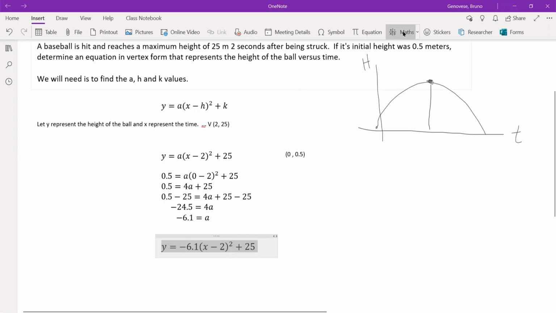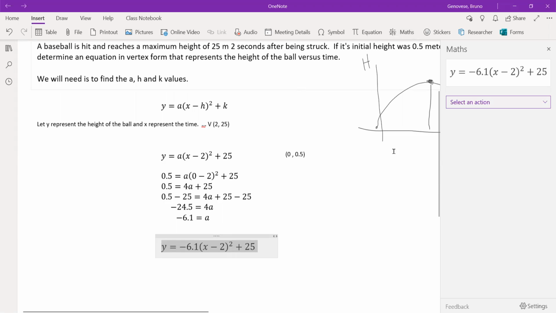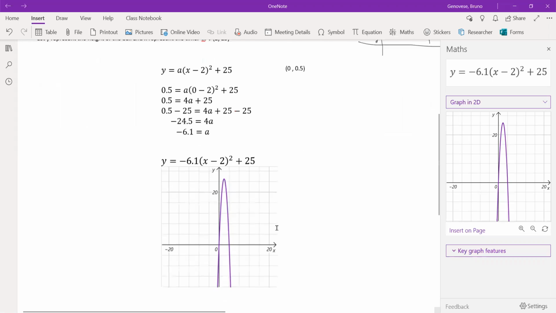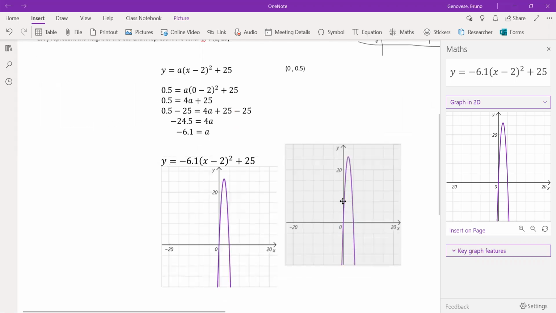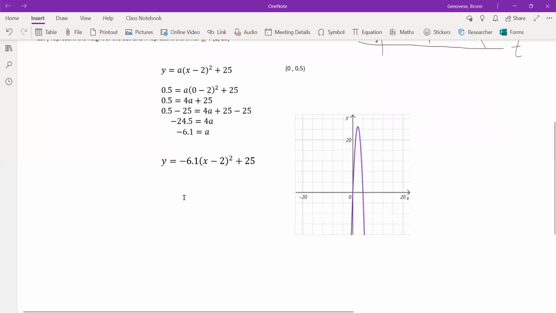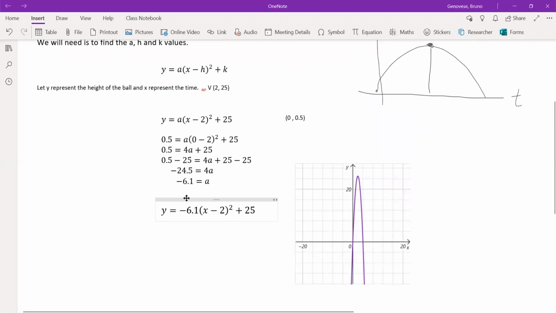Let's try this again, and we're going to graph. Oh, that's better. So there's our graph, and clearly the ball's going up in the air and lands back down. A key feature is that the vertex is going to be 2 and 25. Okay, so that's getting the equation in vertex form.